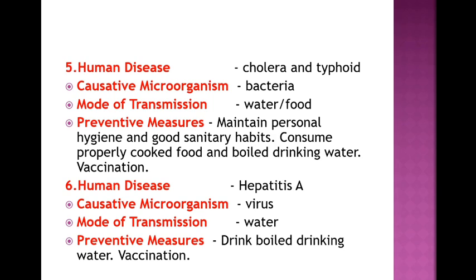And the next disease is hepatitis A. So hepatitis A is caused by a virus, and the transmission mode is water. So what are the preventive measures? Drink boiled drinking water, and vaccination. These are some of the prevention measures.